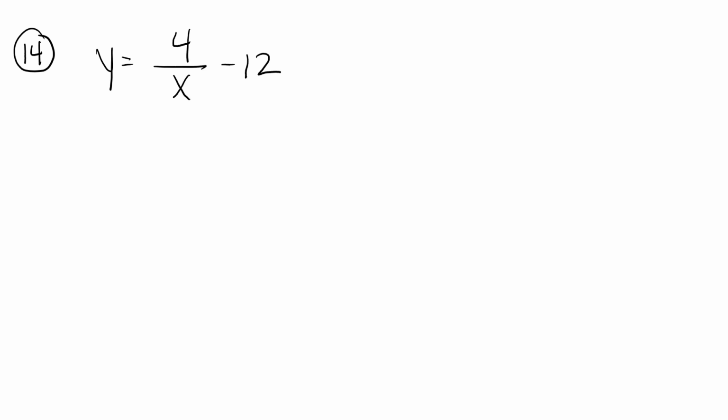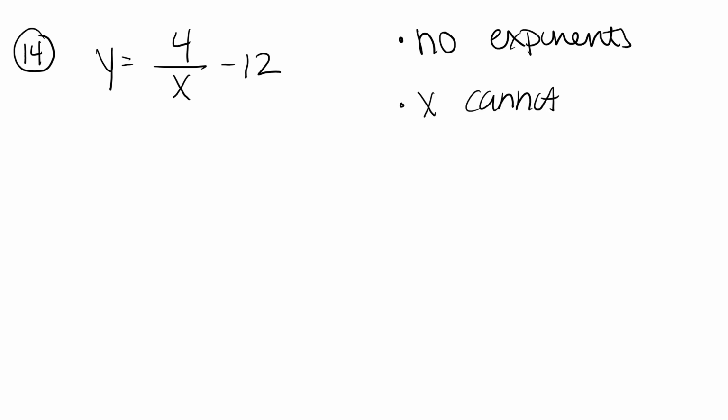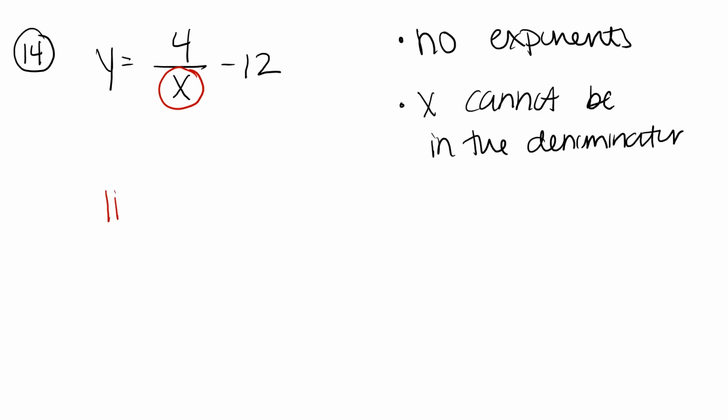For problem number 14, we're given the equation y equals 4 over x minus 12 and asked, is it linear or nonlinear? To have a linear equation, we can have no exponents. And if there is a fraction, x cannot be in the denominator. Because x is in the denominator, the bottom part of the fraction, this is a non-linear equation.